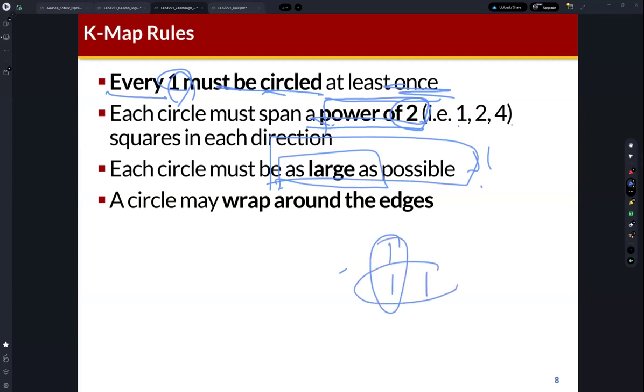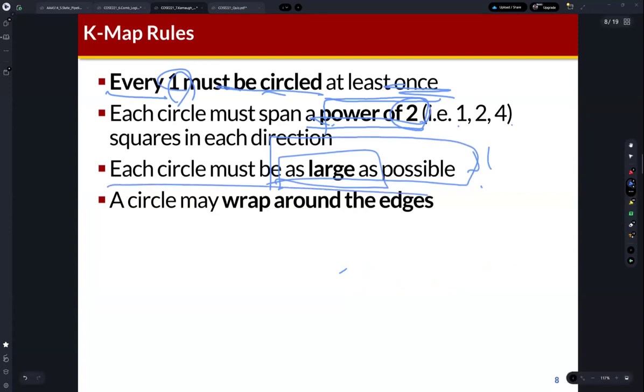So we need to use the larger circle, not this one. The result is the same, but it's not optimized. And then another point, so this is important.